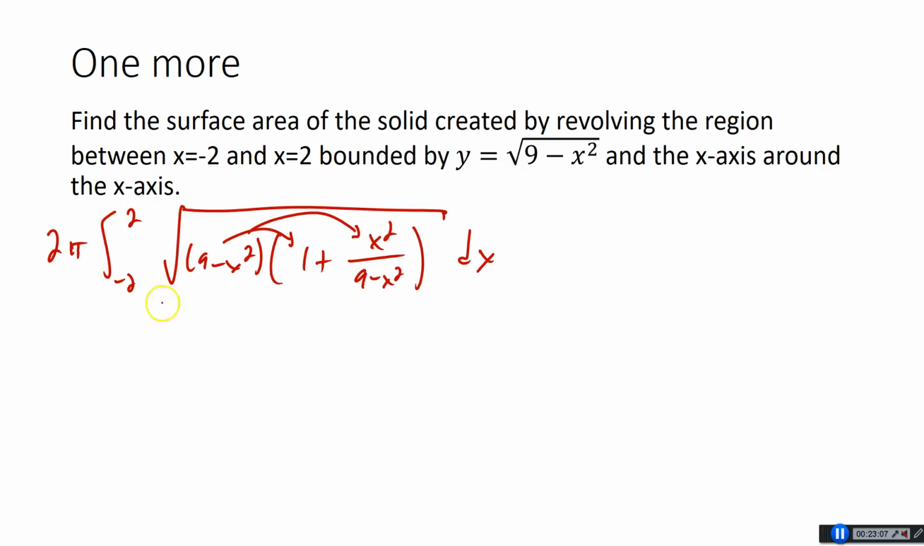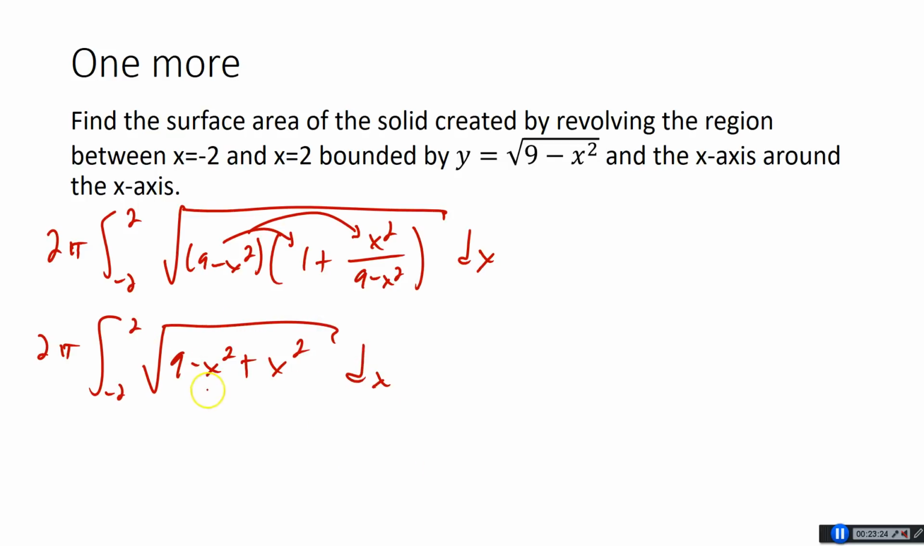So this is 2 pi, integral -2 to 2, square root of, so 9 minus x squared times 1 is just 9 minus x squared, plus now 9 minus x squared times this. Ooh, look, those 9 minus x squareds cancel. So it's just x squared. Check this out. How beautiful is that? What happens to the x squareds? They cancel. So this is the square root of 9. What's the square root of 9? 3. So we have 2 pi integral -2 to 2, square root of 3 dx.